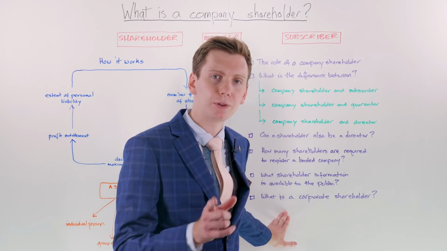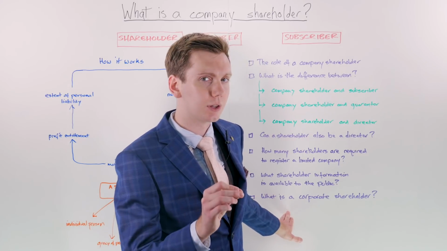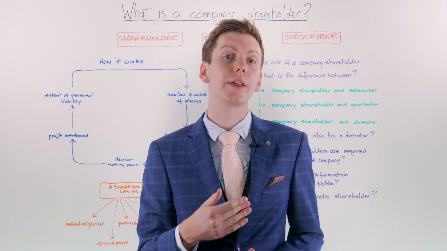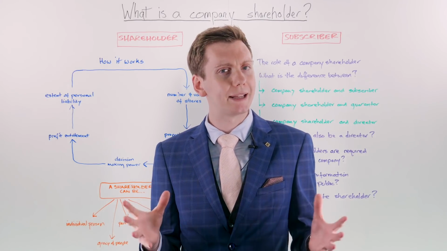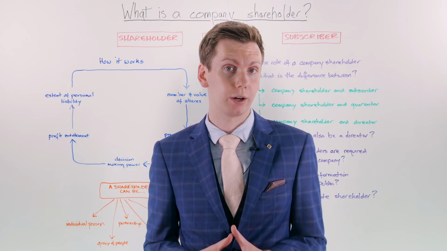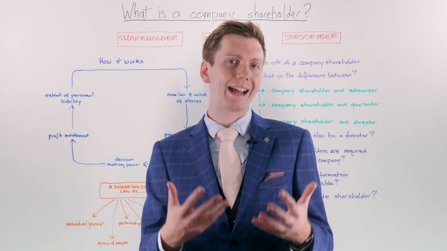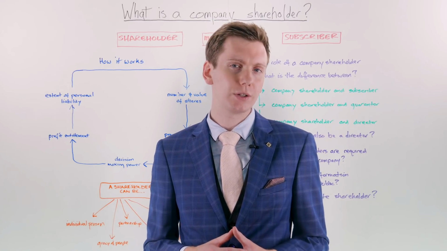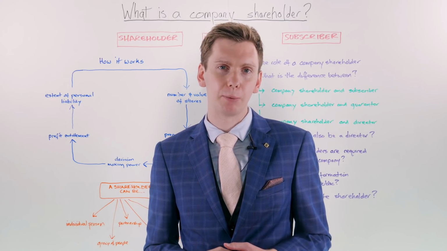Finally, let's talk about corporate shareholders. Now, a corporate shareholder is simply a shareholder that is a non-human entity. In other words, it is itself another company or partnership or organization. The role and benefits of being a corporate shareholder are exactly the same as a natural shareholder, although the corporate shareholder must appoint an authorized person to act on its behalf. And this individual will represent the corporate shareholder's interests, exercise their voting rights, and sign any required paperwork.